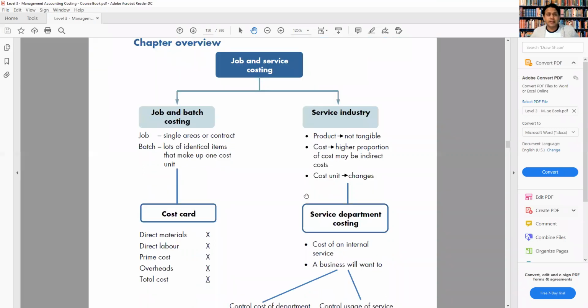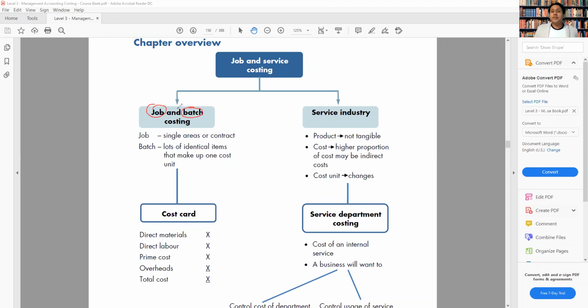In this chapter, we can see the chapter overview. They said we have job costing and batch costing. Let's understand the definition and the difference between job costing and batch costing. Job costing and batch costing are both costing methods.